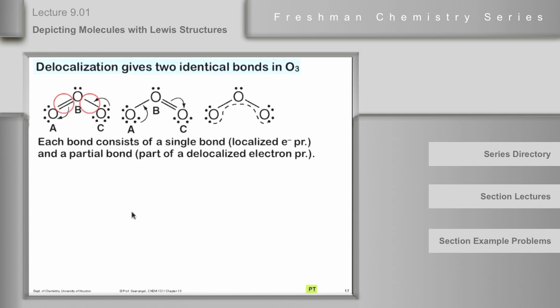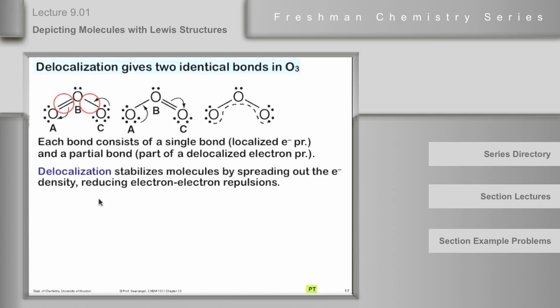Now, here are the two bonds, and imagine that over here, each one of them is the average of these two. Now, delocalization is an interesting concept because it takes localized negative charge and spreads it out. Among other things, that lowers electron-electron repulsion, Coulomb's law.